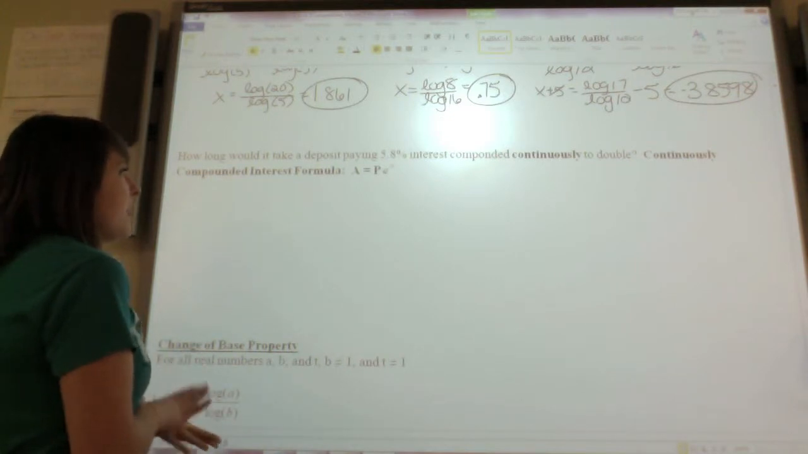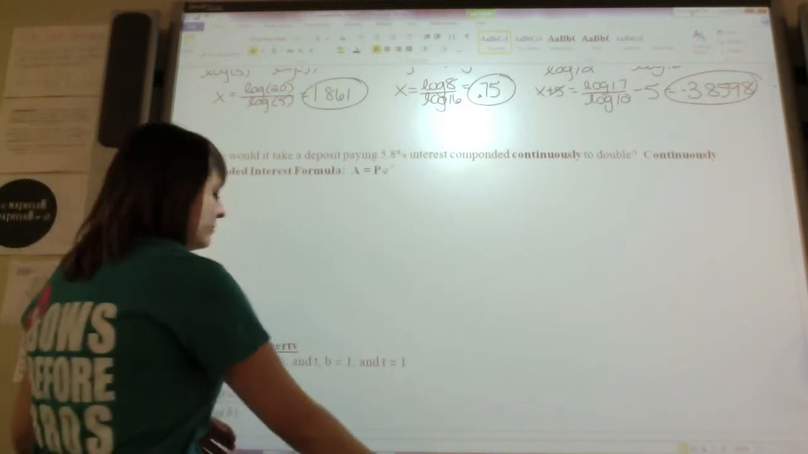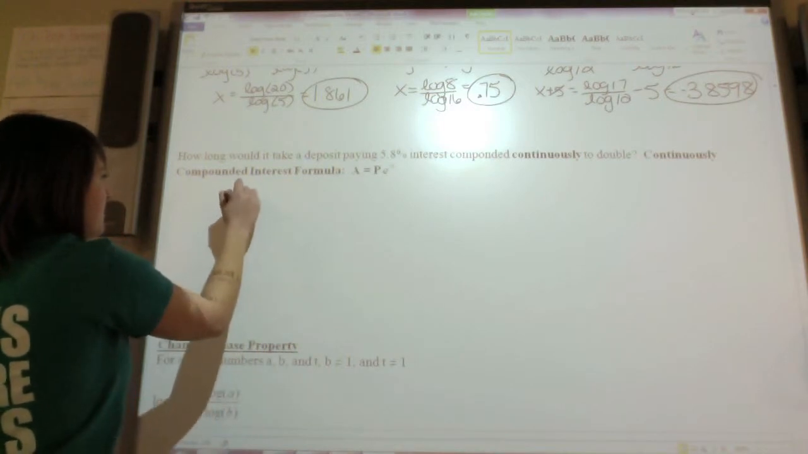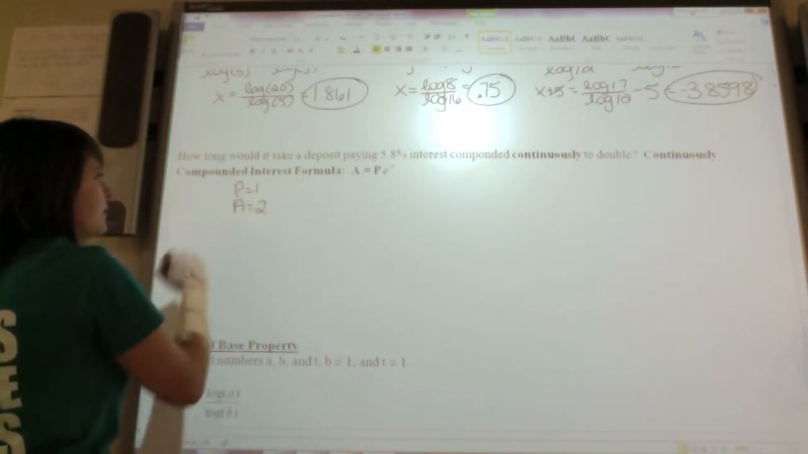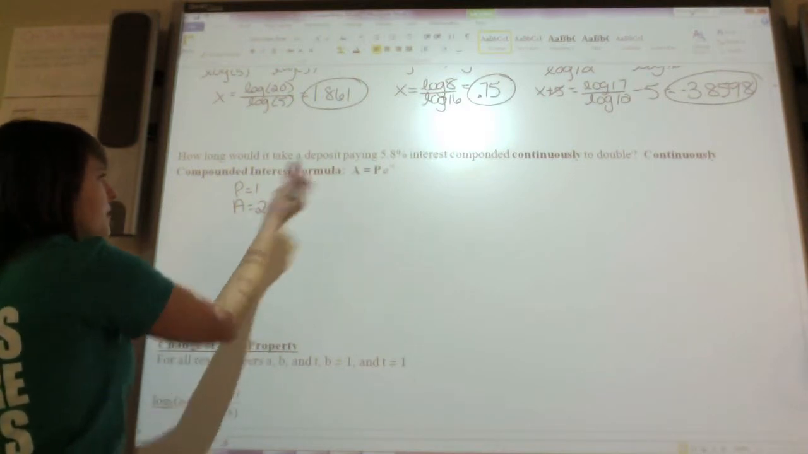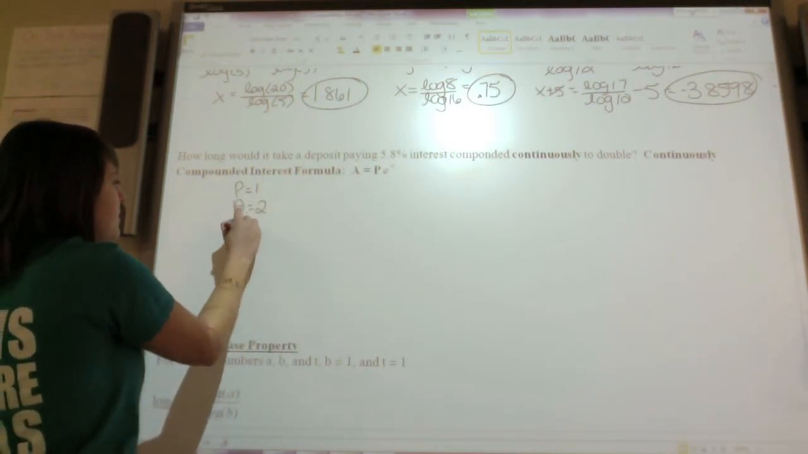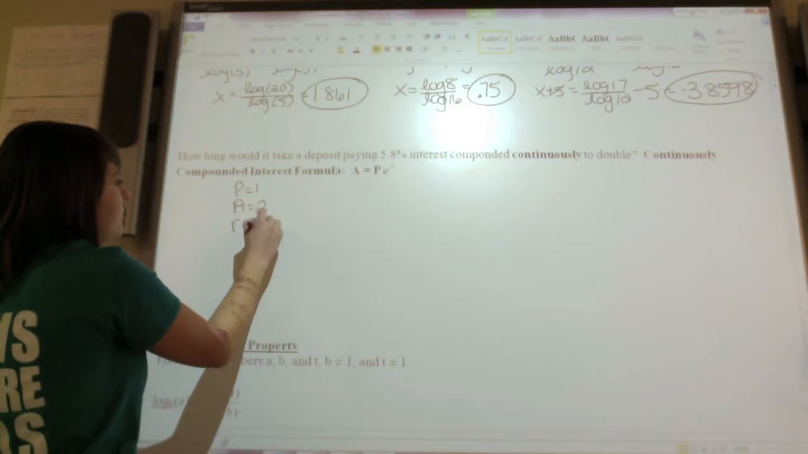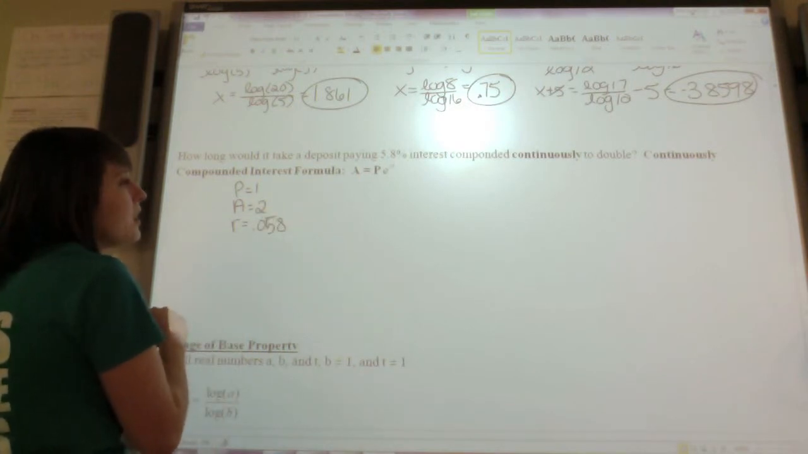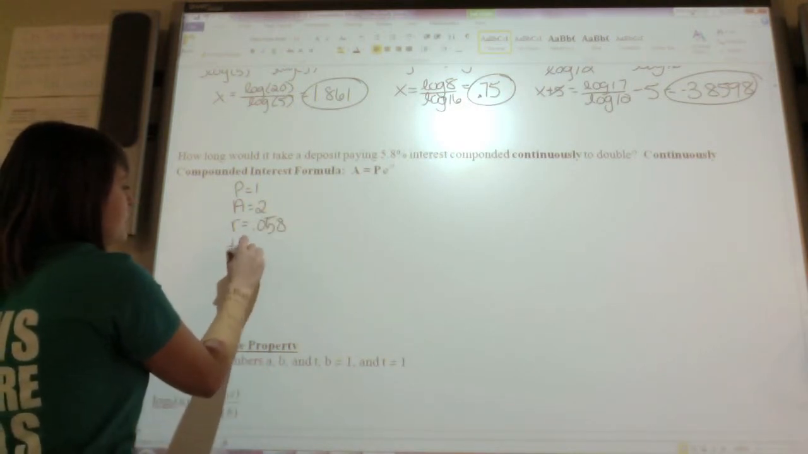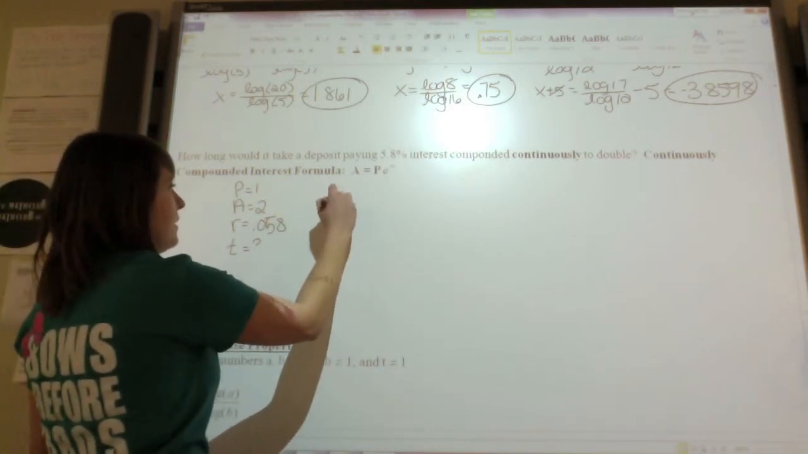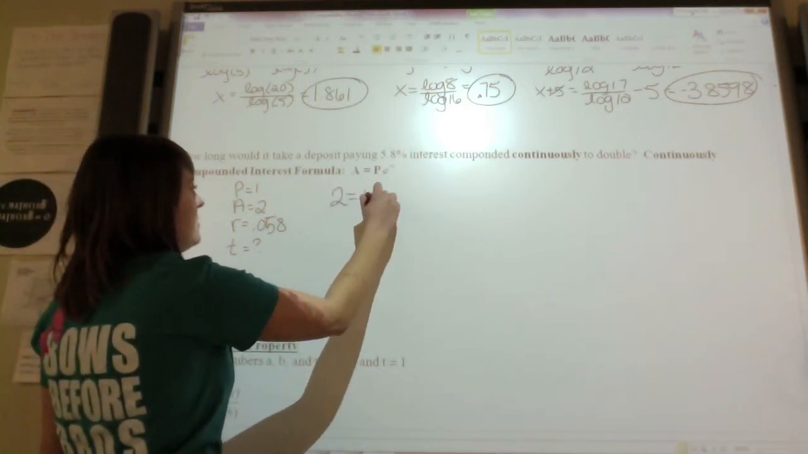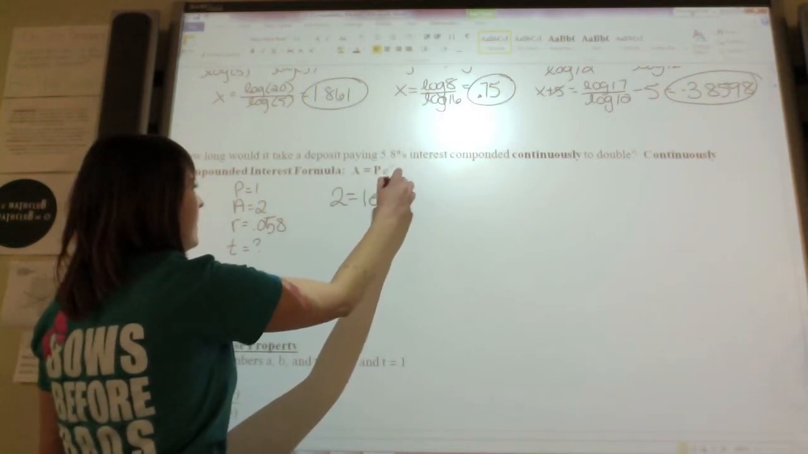So if I want to figure out how long it takes this to double, I can say that my principal is 1 and the amount I get out is 2. I know that my interest rate is 5.8%, so I'm going to write that as 0.058. And I want to solve for t, so I'm trying to figure out what is t. So when I plug all that stuff in, I get 2 equals 1e to the 0.058t.